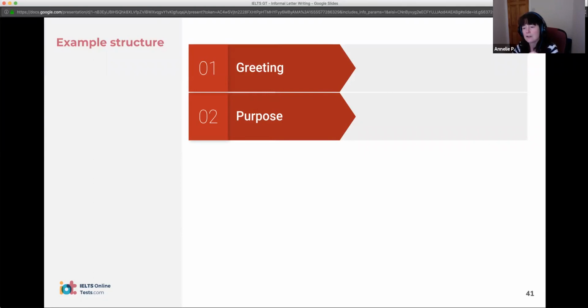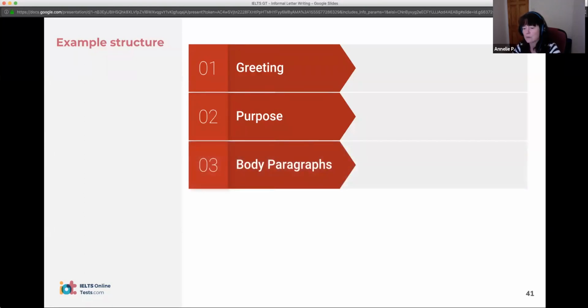After that, we're going to do the details, very good. Yeah, that's right, Patricia, the purpose is the reason why you're writing to them. Then we're going to have our 3 body paragraphs, so remember 1 body paragraph for each bullet point, very, very important. When we've given all the details, then what do we need to put at the end?